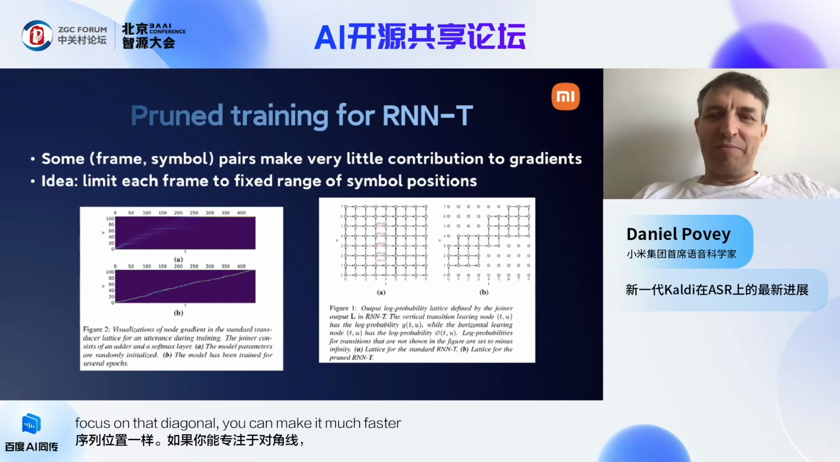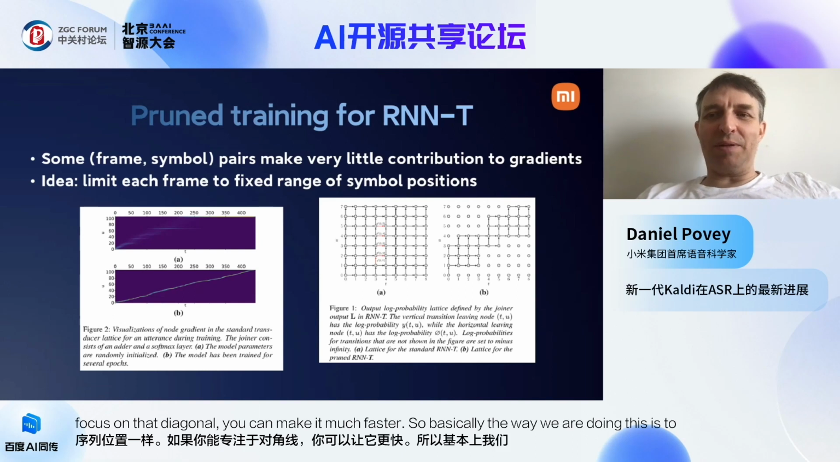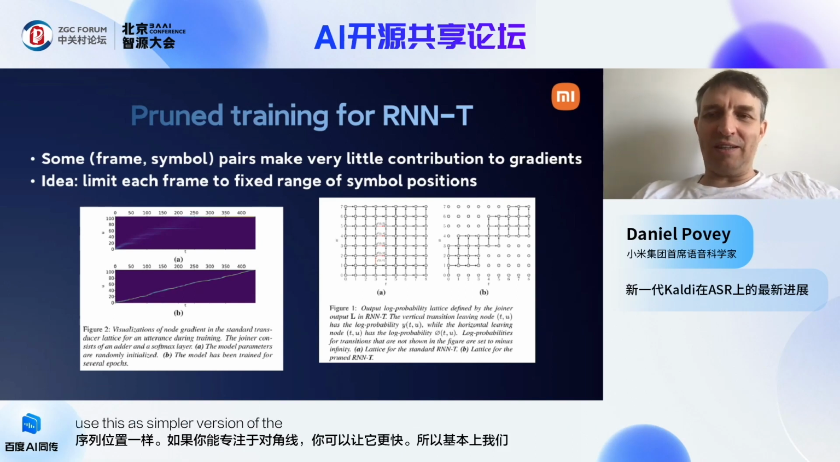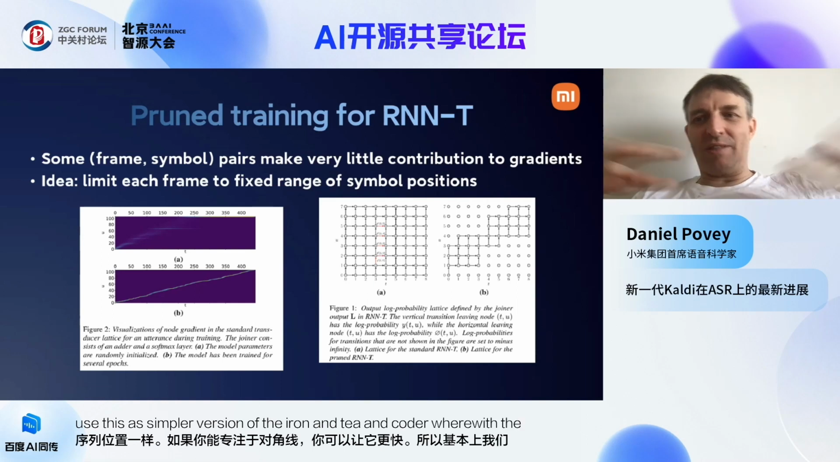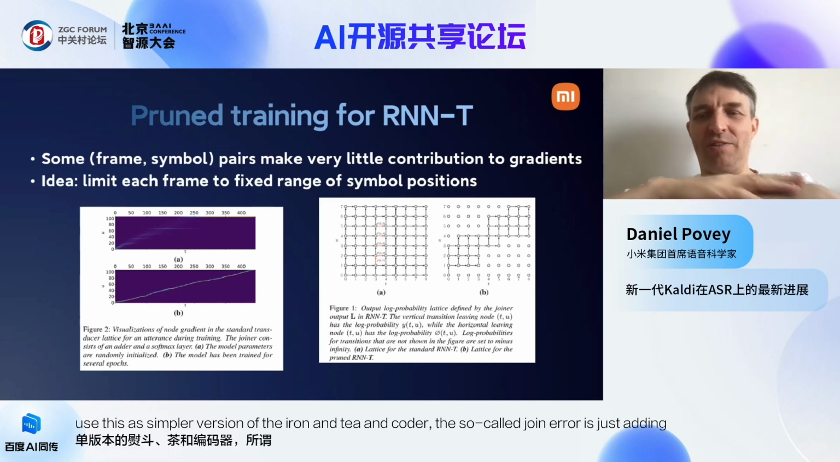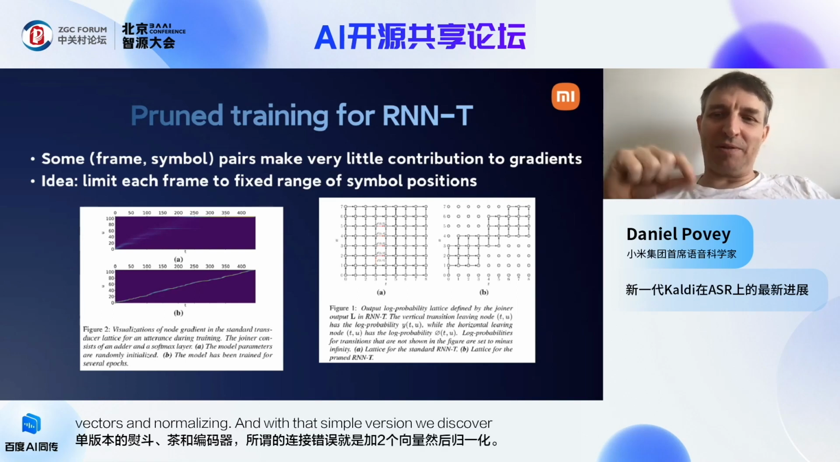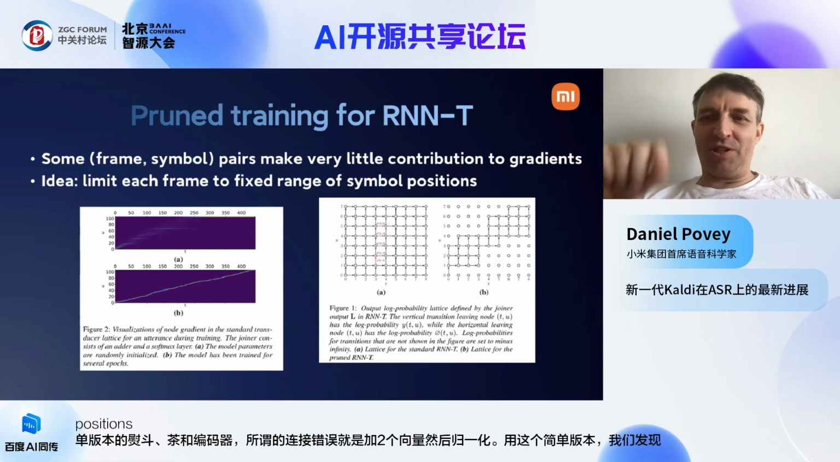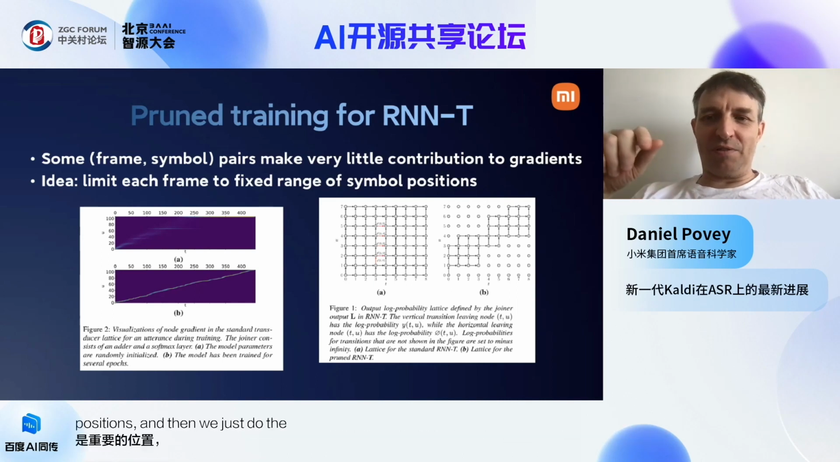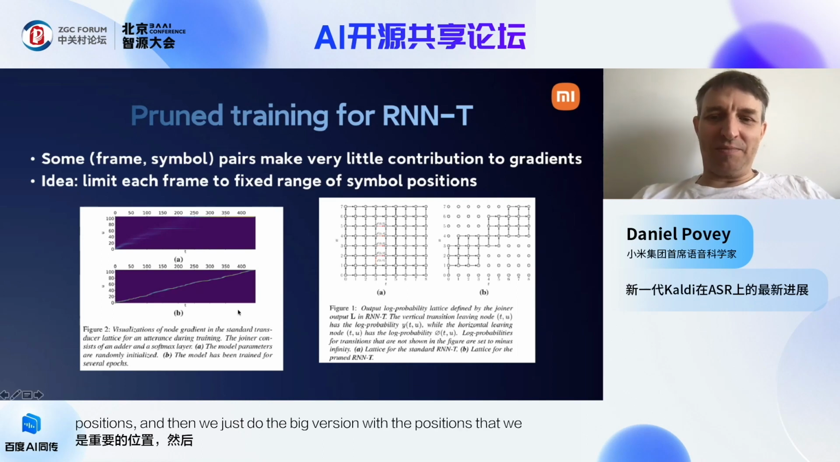So basically, the way we're doing this is to use a simpler version of the RNN-T encoder, where the so-called joiner is just adding two vectors and renormalizing. And with that simple version, we discover what the important positions are, and then we just do the big version with the positions that we need to do.